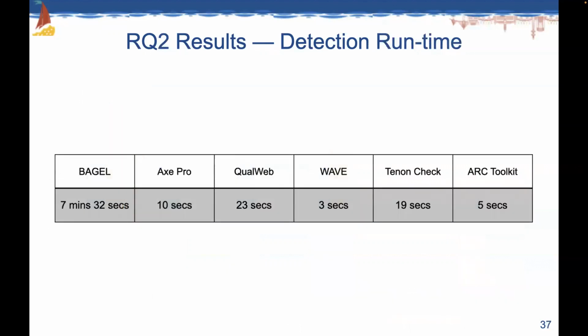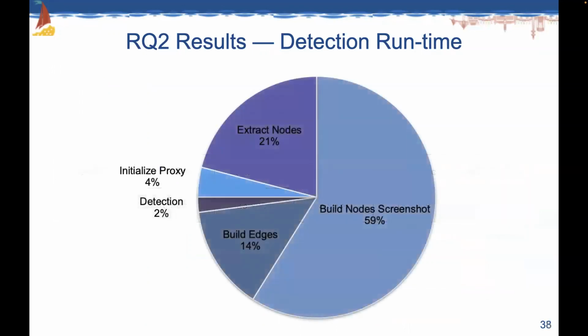The results for RQ2 show that BAGEL's runtime is longer compared to the other 5 accessibility scanners. By breaking down BAGEL's runtime, we see that most of the time was spent on building the models with only 2% of the time on the detection. This longer time is expected because BAGEL interacts with the subjects while taking screenshots to capture what a sighted user sees during their interaction. The higher time cost is a trade-off for its higher accuracy.